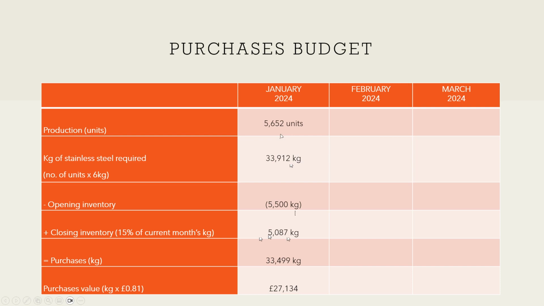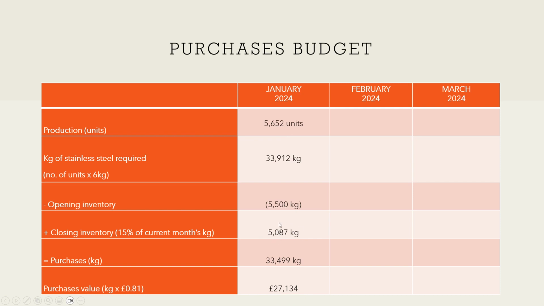to buy 33,499 kilograms of steel in January at a price of 81p per kilo. So that's going to be a total cost of 27,134. Okay, now we're going to do exactly the same in February.